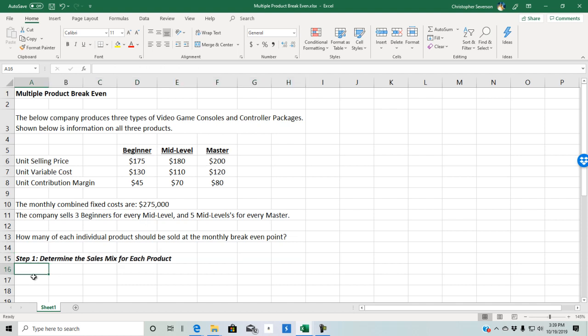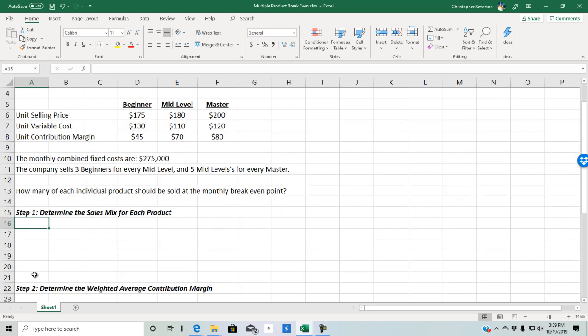The first step, if they don't already give it to you, has to be to calculate the sales mix for each product. So they told it to us in narrative format, but that doesn't do us any good. We need some sort of percentage or a fraction. So what we're going to do here, we're going to set up these 3 labels, and we're going to try to interpret this narrative. It says 3 beginners for every mid-level, 5 mid-levels for every master. So what this is telling us is the master is the smallest unit. It's the lowest sales. We're going to start there. We're going to say one master.